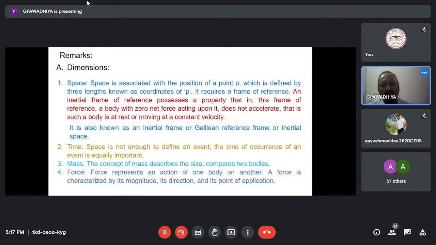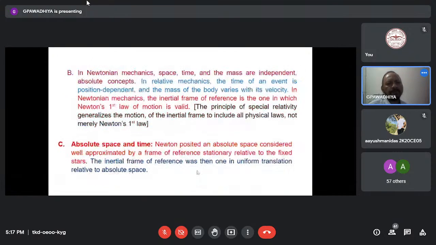Action is force. A force is characterized by its magnitude, its direction, and its point of application. The force is defined by these three specifications, these three entities, and if any of the three changes, the entire force definition changes. So this is how we describe the force.